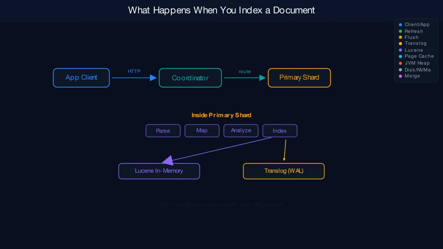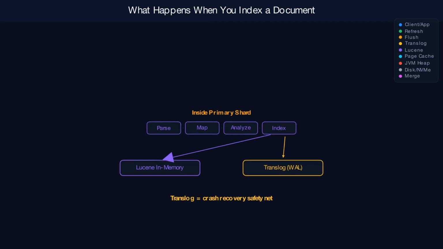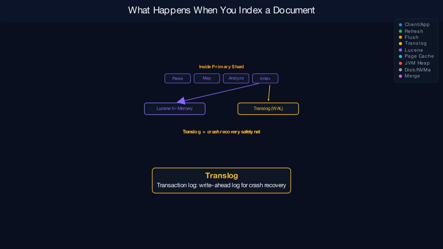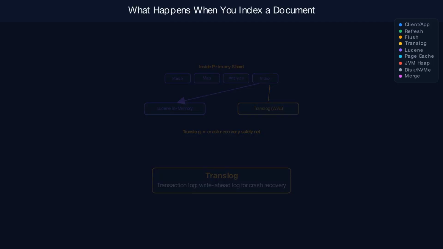Second, the operation is appended to the translog, the transaction log. Why both? Because Lucene commits are expensive. The translog acts as a write-ahead log. If the node crashes between commits, Elasticsearch replays the translog to recover operations that Lucene had not yet durably committed. The translog is your safety net between commits.